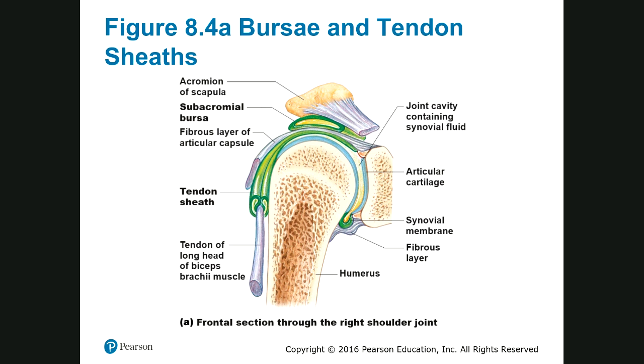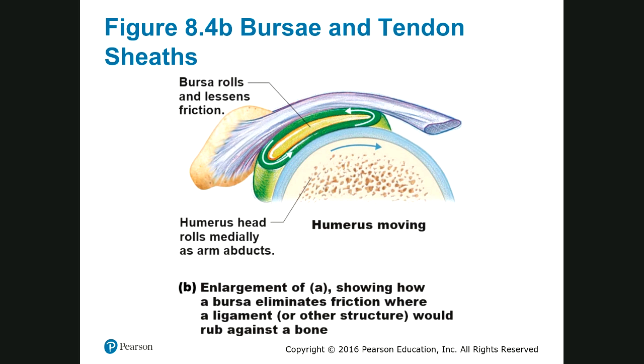But again, notice the complexity of this joint compared to some of the others we've already looked at. A lot of things going on. We have tendon, ligaments, we have bursa, we have tendon sheaths. We have a lot of different anatomical parts listed on here that you need to look at.